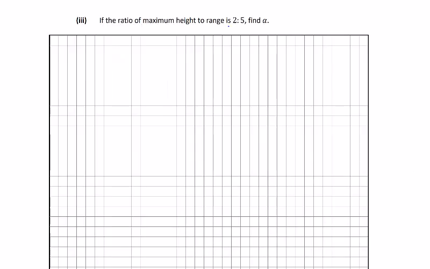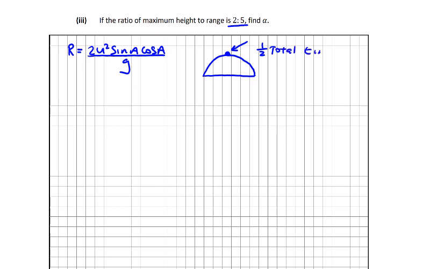Then we're told the ratio of the max height to the range is 2 to 5. So our range, which we've already worked out, is 2u squared sin a cos a over g. To get the max height, at the point here on our little sketch, we can either say the velocity is 0, or we can say the time taken to get there is half the total time. The original time that we got was 2u sin a over g, so divided by 2 that would just give me u sin a over g.